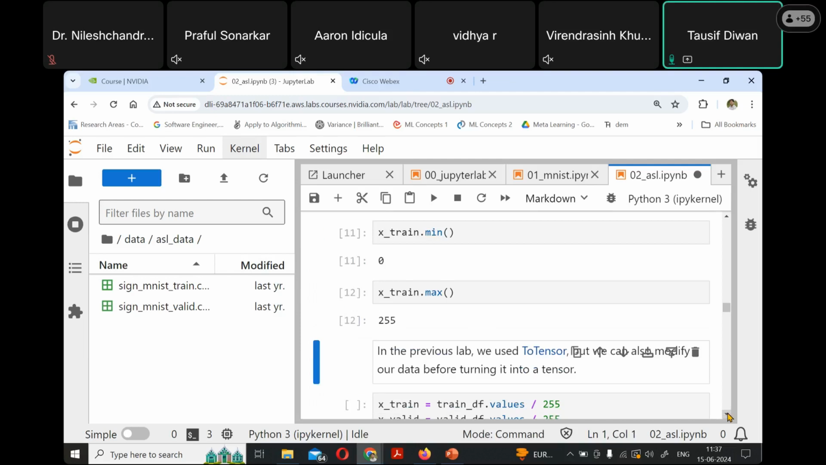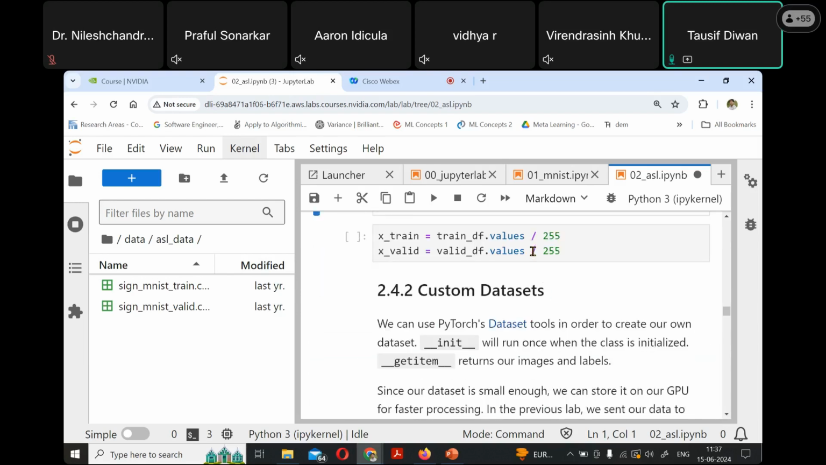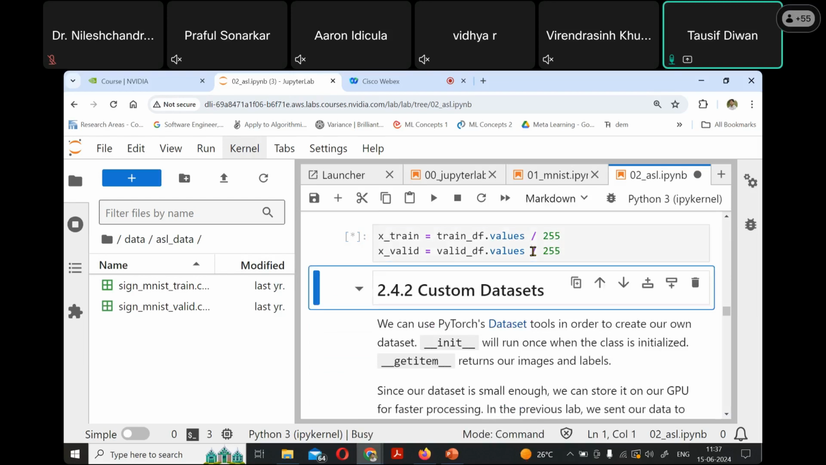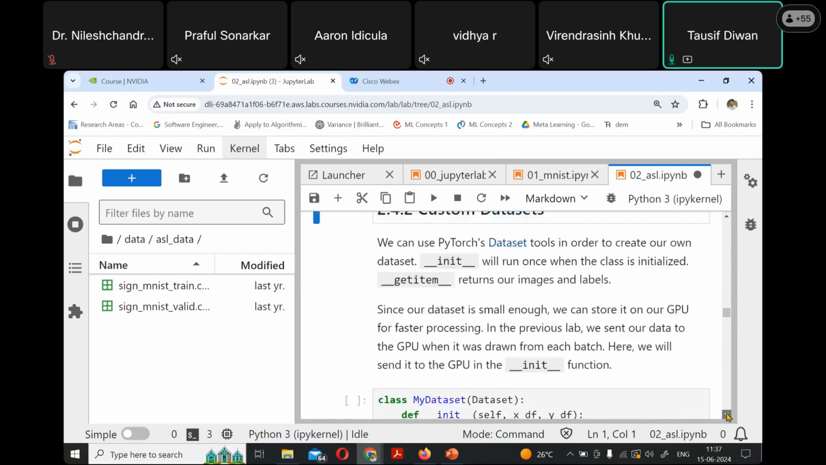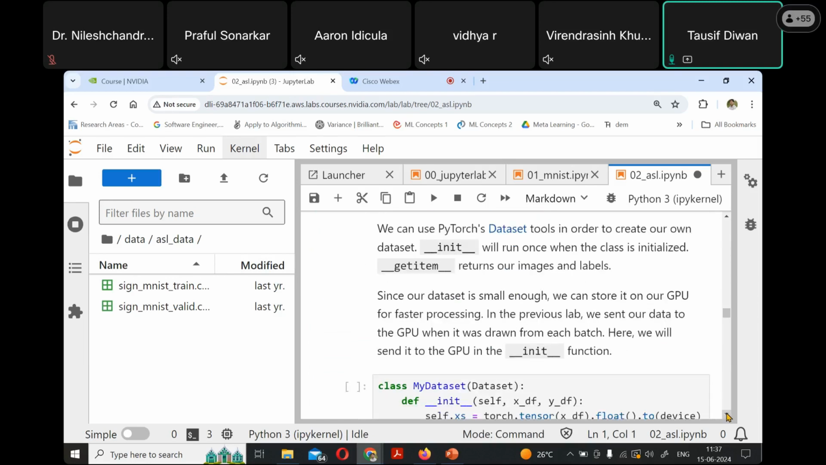If we divide each and every entry by 255, then the range which was earlier 0 to 255 would get converted to 0 to 1. Do it for the training set and for the validation set images, not with the labels. Okay. Now we can define some custom data set.